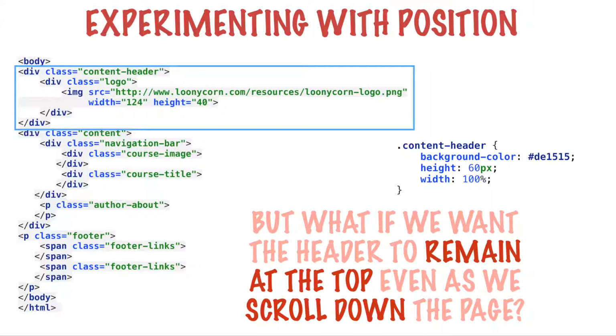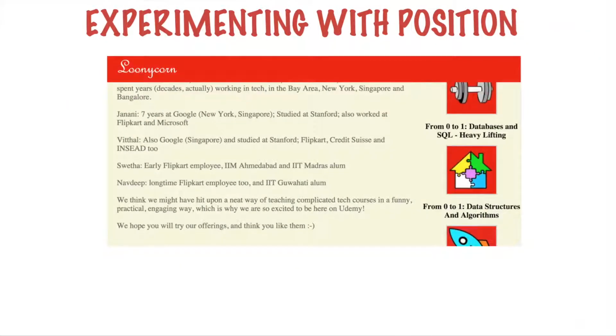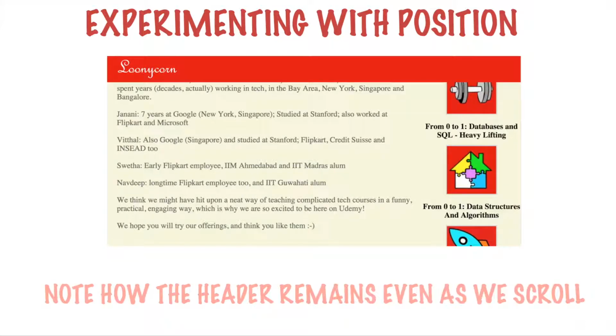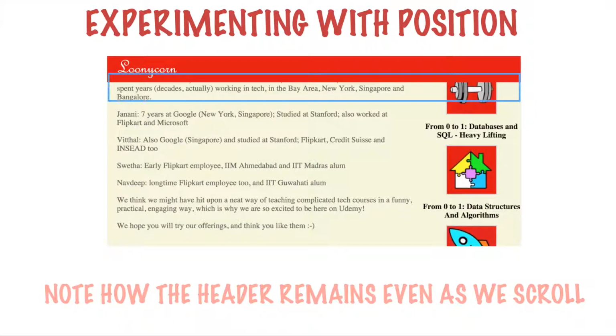But what if we wanted the header to remain at the top even as we scroll down the page? So we want the header to be fixed at the top of the browser window even as we are scrolling down. You can see this on screen. We've scrolled a little bit. The header remains even as we scroll. Note that our image overlaps and it goes under the header. The header remains even as we scroll. How do we accomplish this?